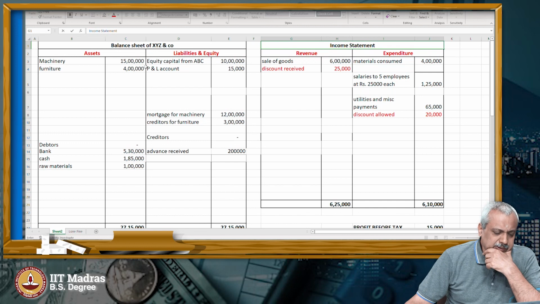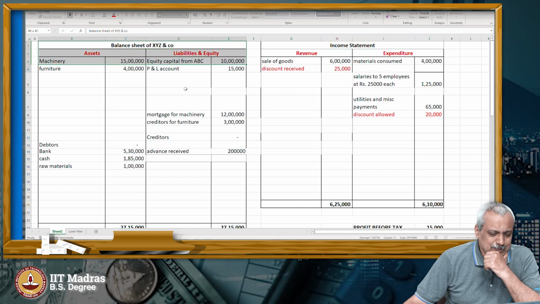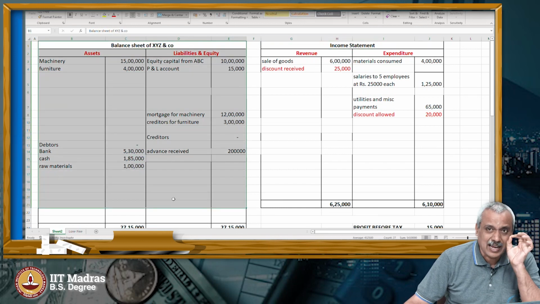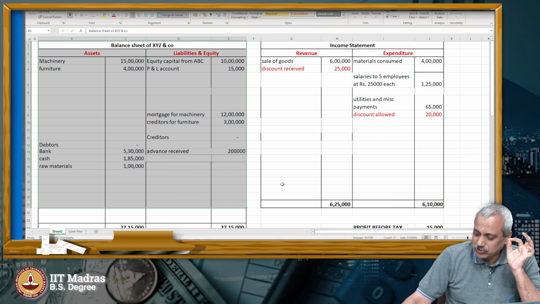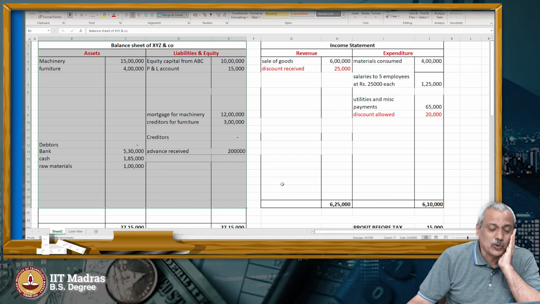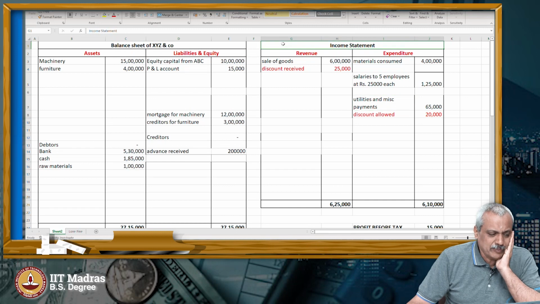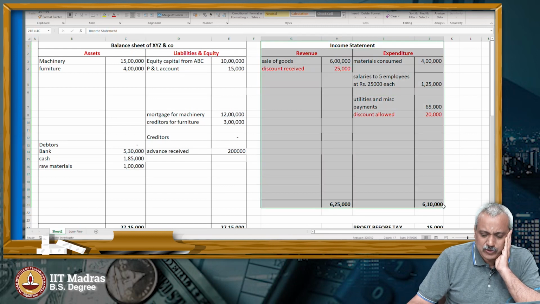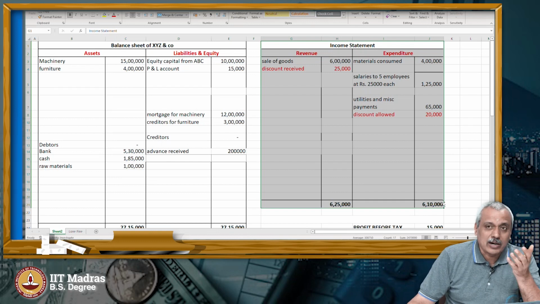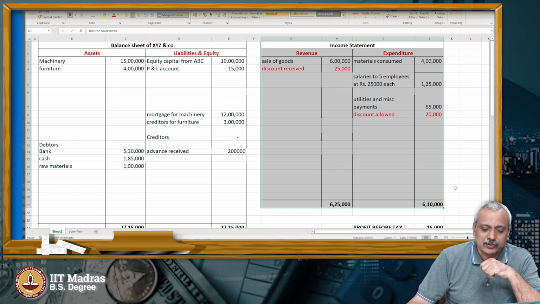When I talked about the balance sheet, I specifically said that the balance sheet is as on a specified date, on a specified day: what is the position of what you own and what is the position of what you owe, and that is what you see here on the right side, which I have highlighted. Whereas the income statement is more to do with a period of time, during which whatever income and revenue was generated, whatever expenditure was incurred.